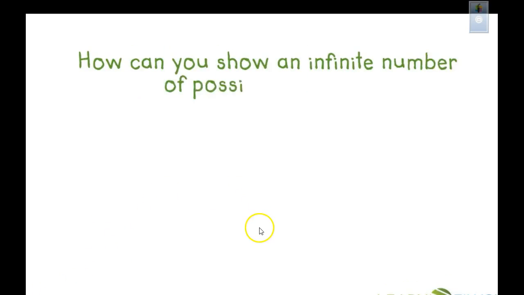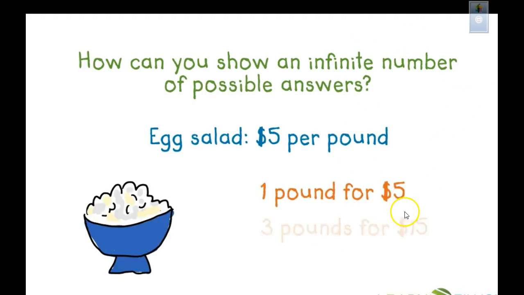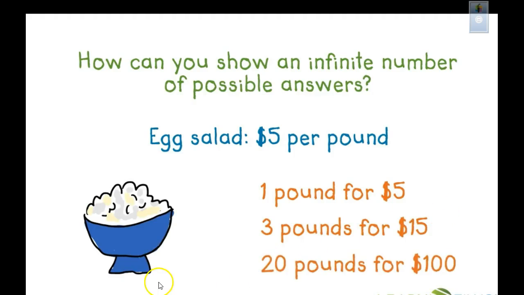You show an infinite number of possible answers. Suppose egg salad costs $5 per pound. Here are 3 possibilities for numbers of pounds and how much they would cost, but you can't list all of the possibilities, so how could you show all of them?